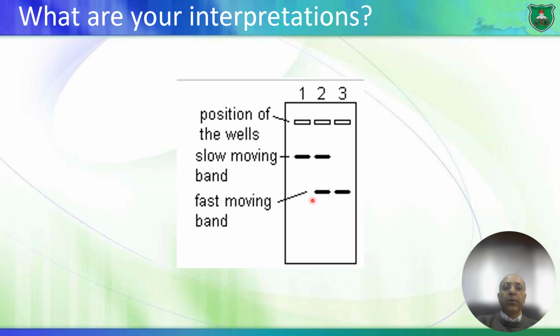Again, the probe binds to messenger RNA regardless of its size, as long as it's complementary to it. And remember that before we add the probe, we separate the RNA molecules based on size. So the probe does not affect how the RNA molecules migrate through the gel.